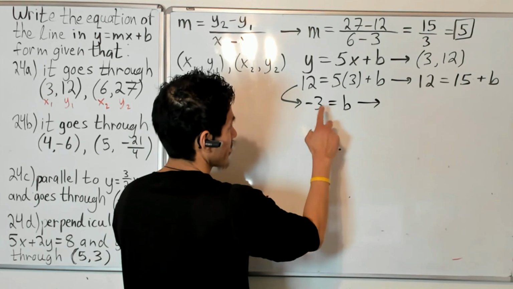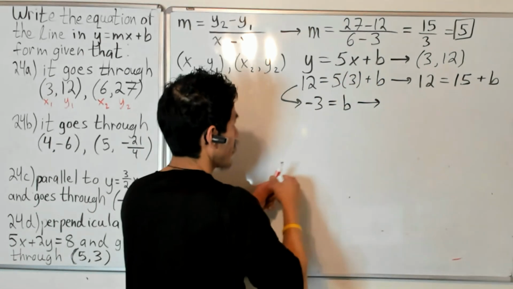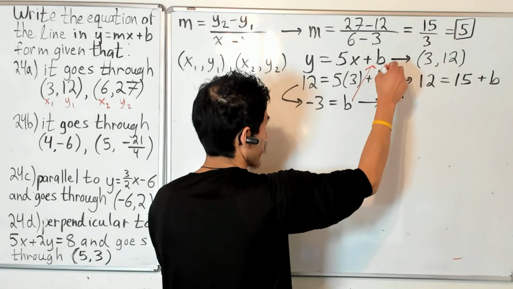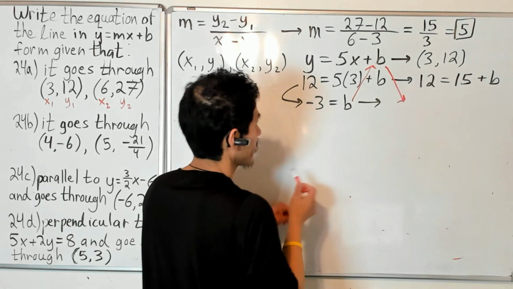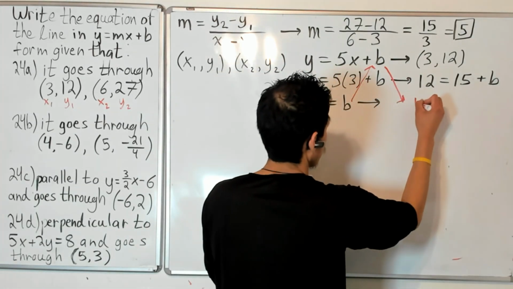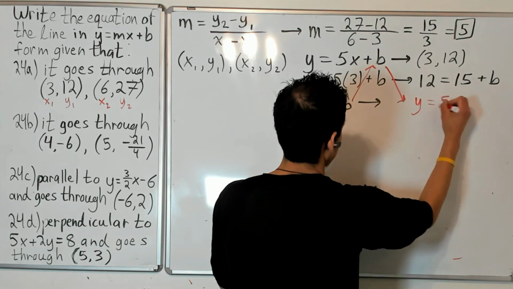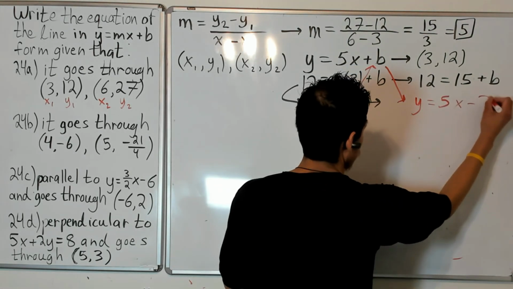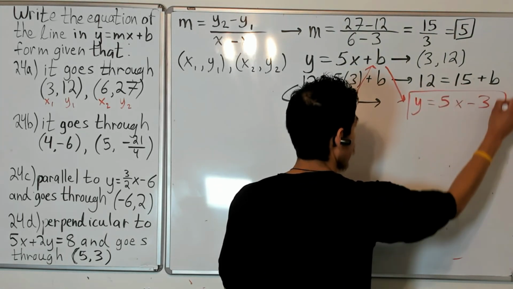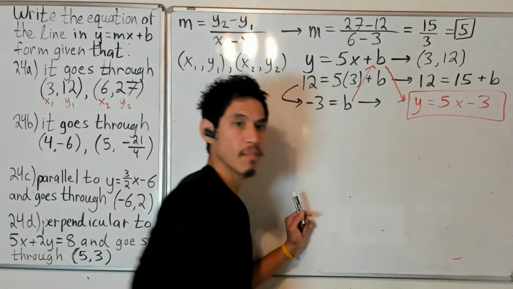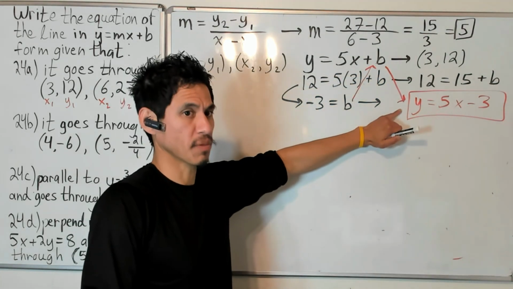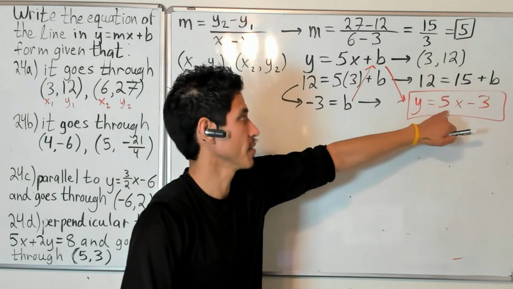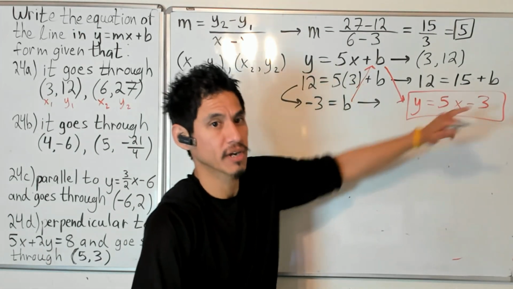And then I plug that negative 3 into my equation. My final answer is then going to be y equals 5x minus 3. So this is where I can stop in my final answer. Make sure you have the value of the slope and the value for the y-intercept filled in.